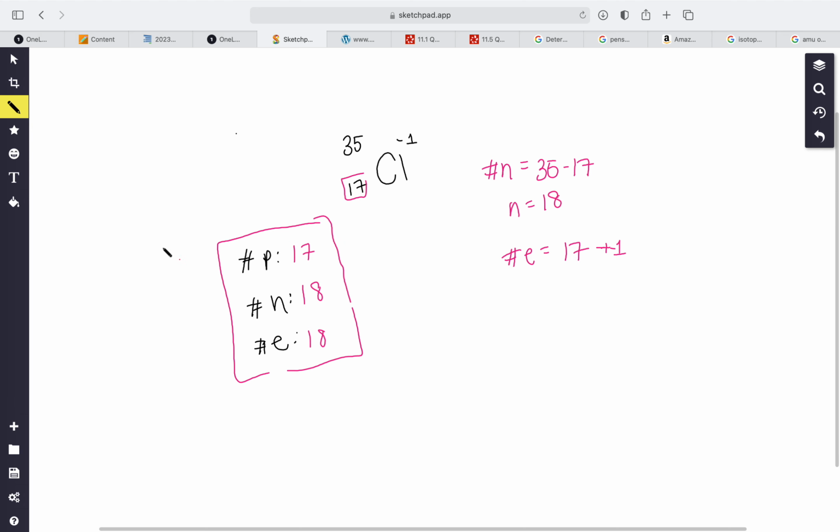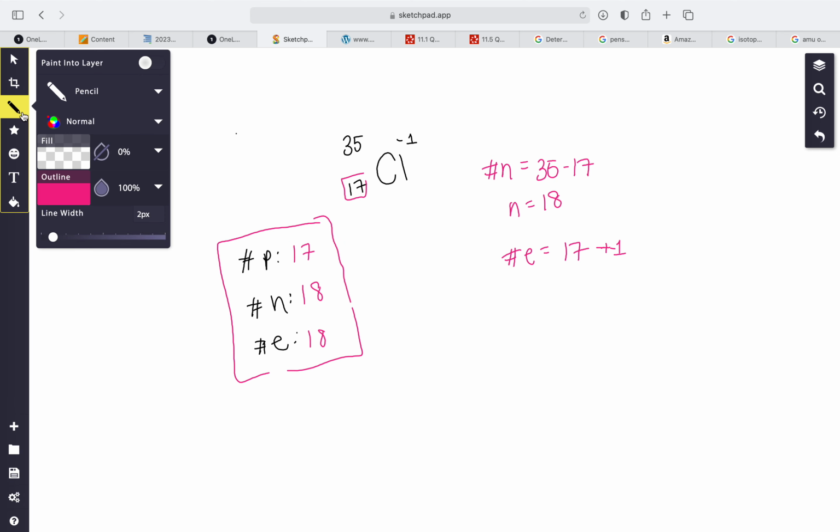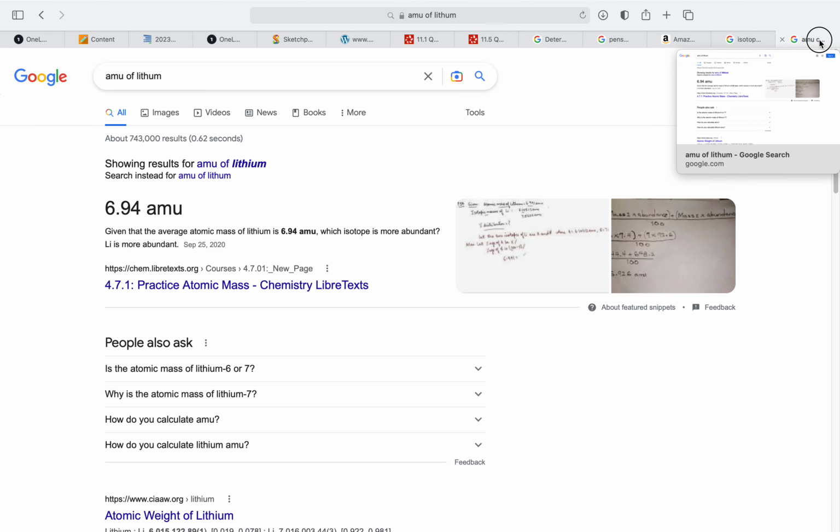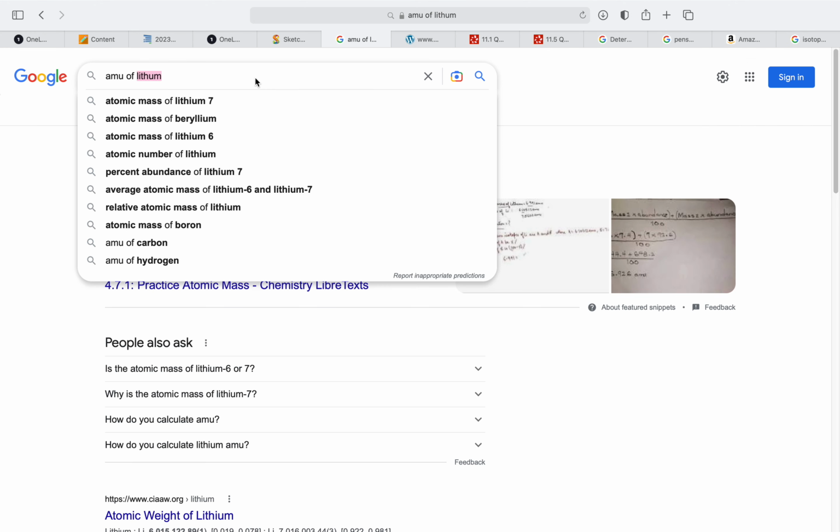Yippee. Okay, so now, the age-old question. How the hell do you know that chlorine is going to lose 1 electron? Where did you get that from? And how can we figure that out?